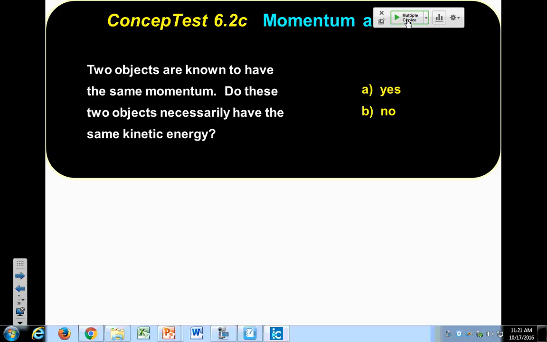Two objects are known to have the same momentum. Do they necessarily have the same kinetic energy? If two objects have the same momentum, does that mean they also have the same kinetic energy? All right, I'm going to stop at 30.